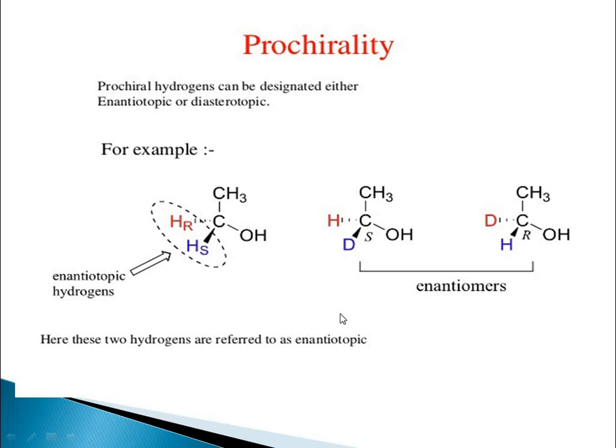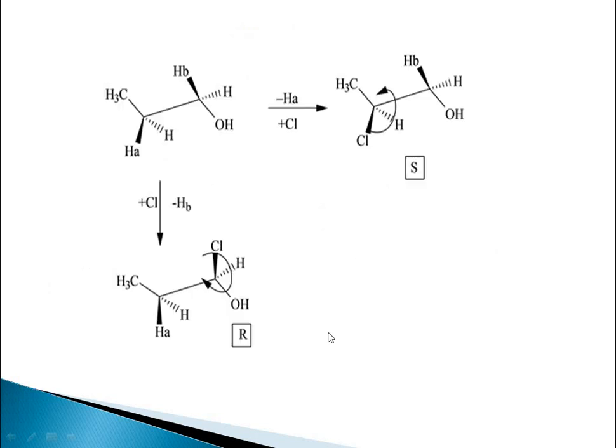Once we know prochirality, this is again enantiotopic. So these two hydrogens are enantiotopic in this case, CH3CH2OH. This is ethanol. These are enantiotopic because their replacement gives us a pair of enantiomers, or mirror images. One is S and the other is R. Similar is the case here, where we are replacing first HA and getting this. Here, this was not optically active, but when we replaced HA, this automatically became dissymmetric.